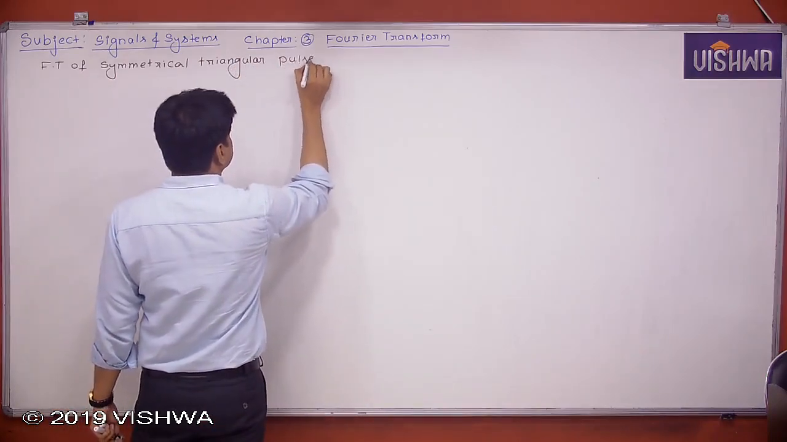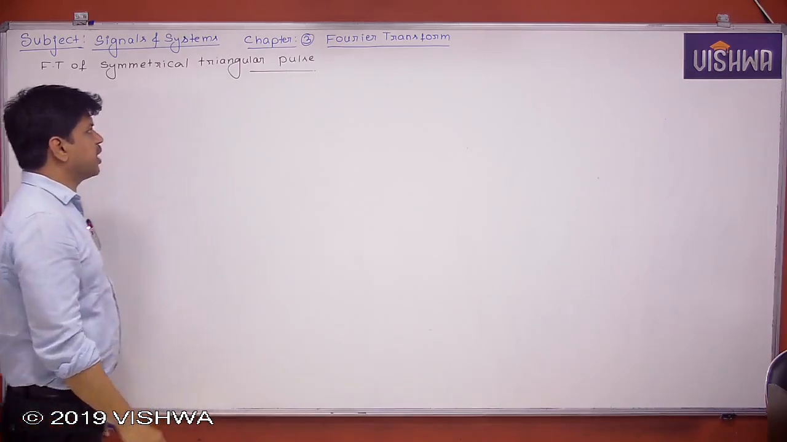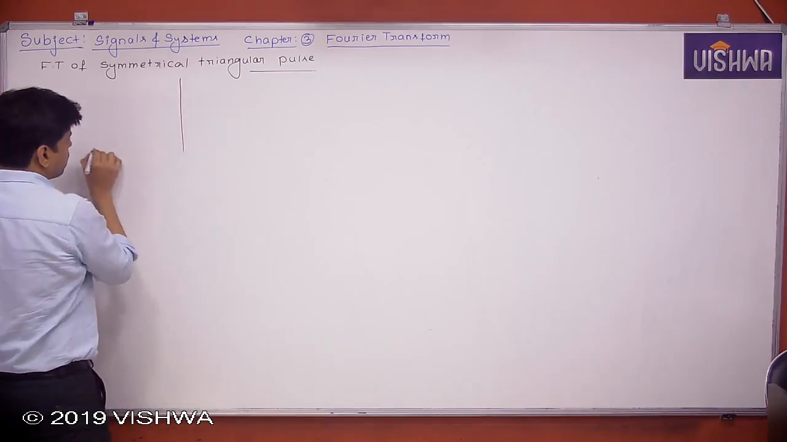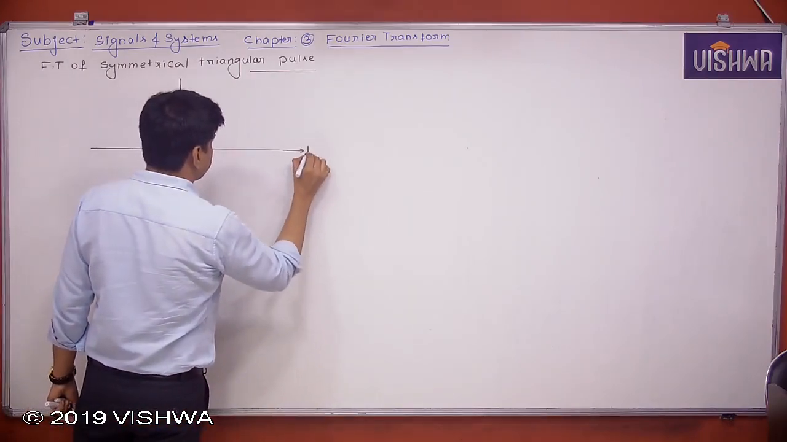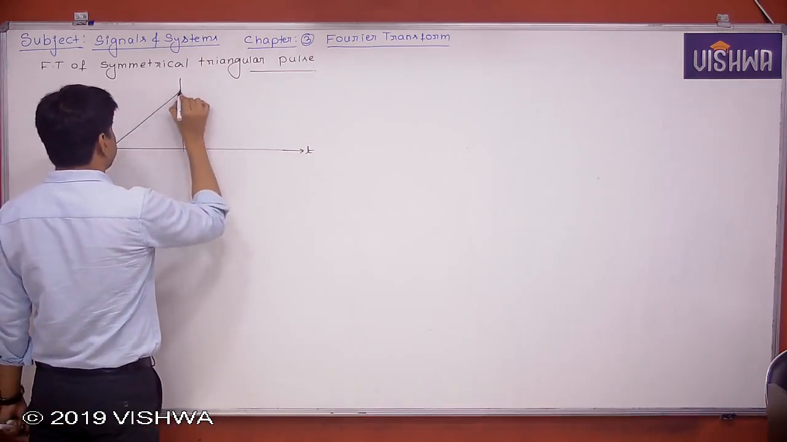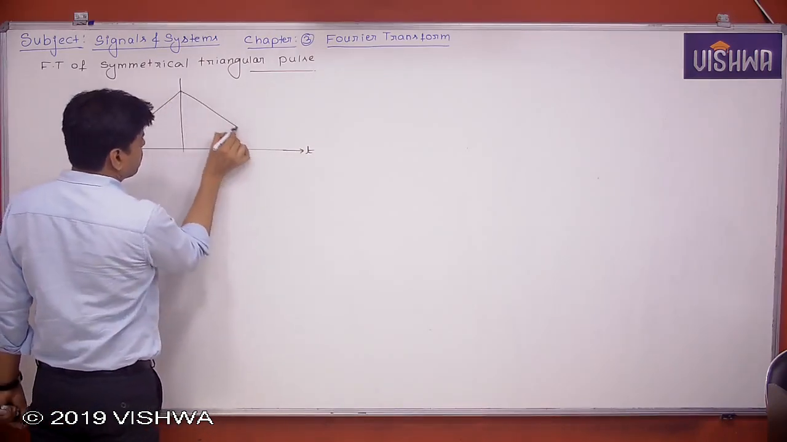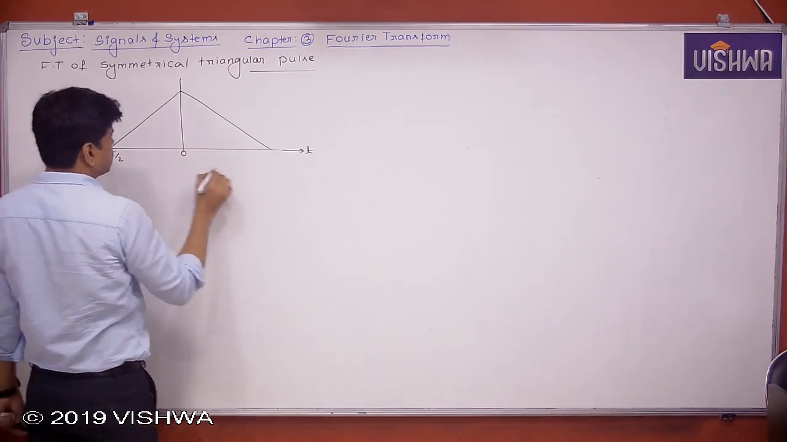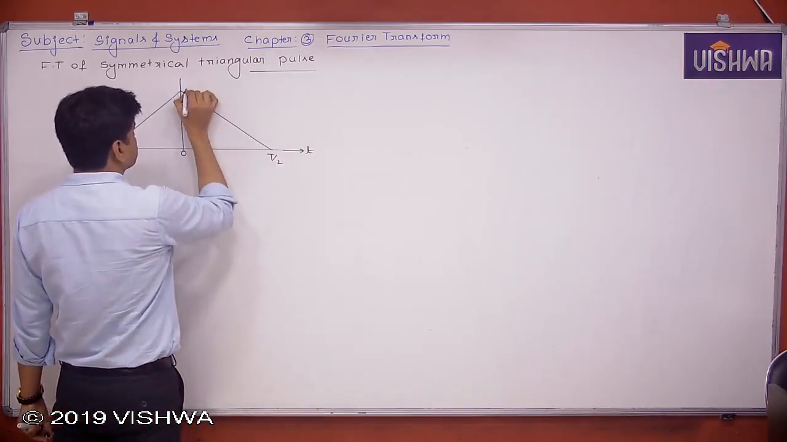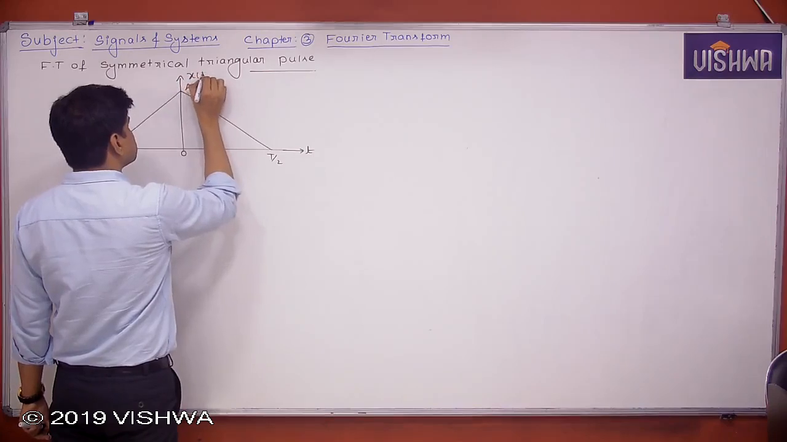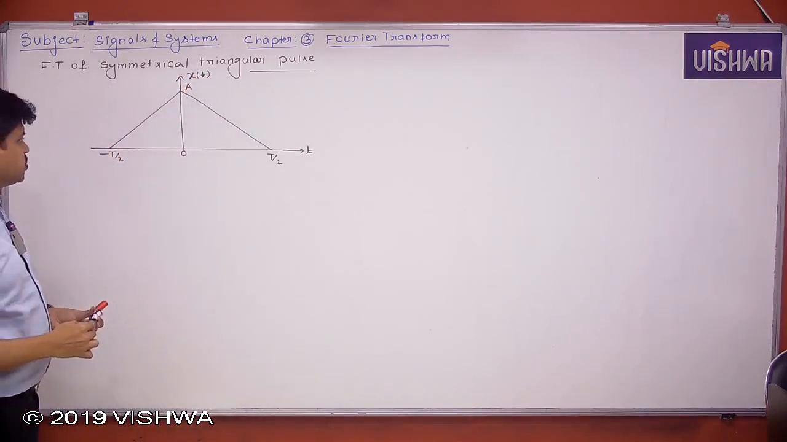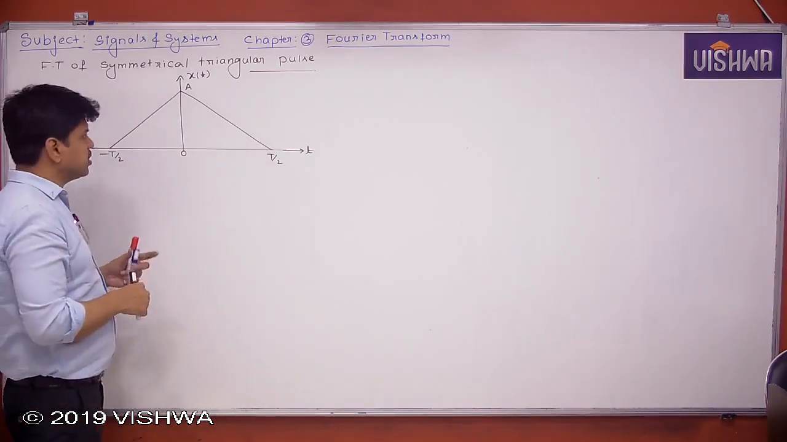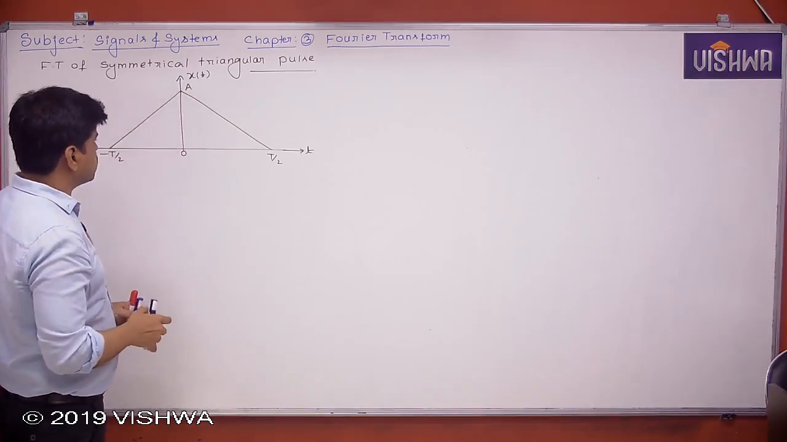Symmetrical triangular pulse. Let's call it x of t, a symmetrically located triangular pulse. It exists from minus T by 2 to T by 2, so the width of the signal is still T. The amplitude peak value is equal to A.